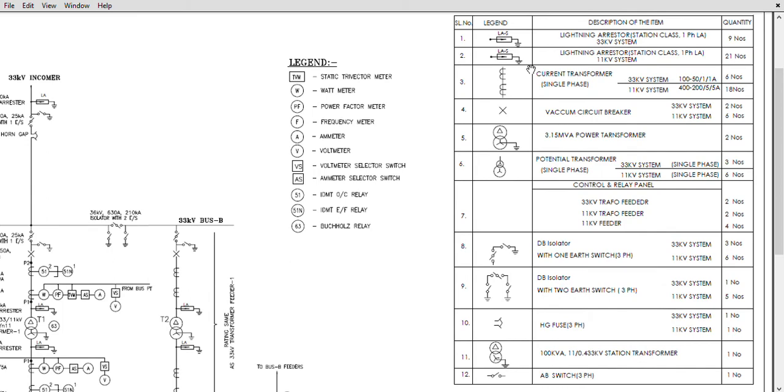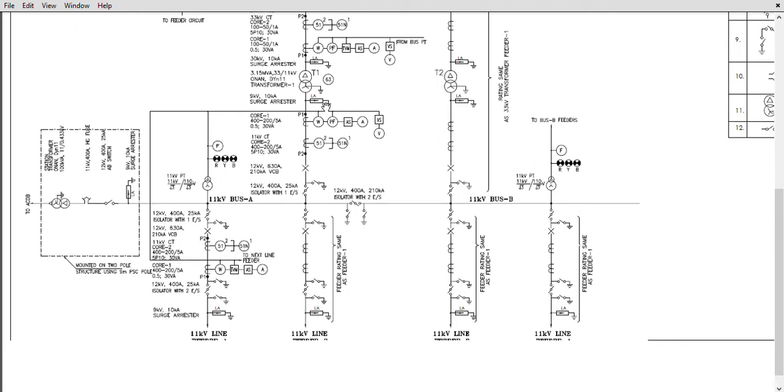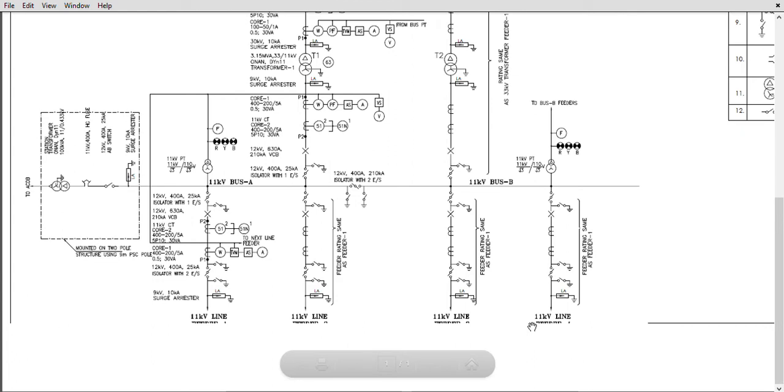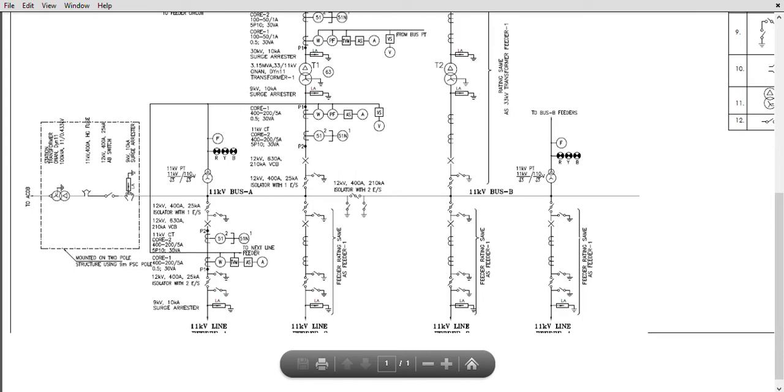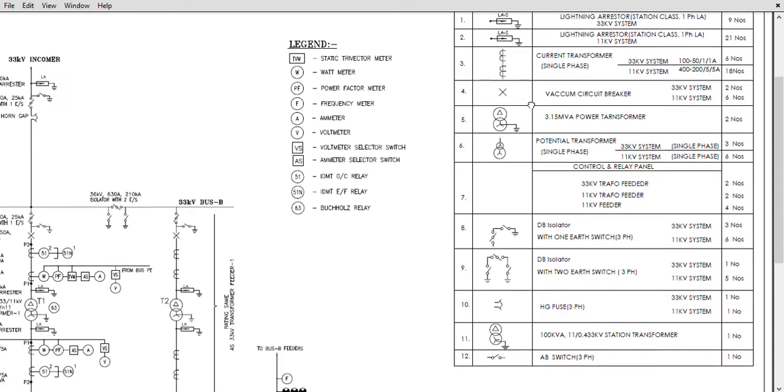Similarly 11 kV lightning arrestor we have 21. How 21? We'll calculate. We'll see here. For 2 LV sides, 3 plus 3 is 6, 9, plus 3 is 12, plus 3 is 15, plus 3 is 18, and here also for station transformer we have another 3, total 21 numbers.